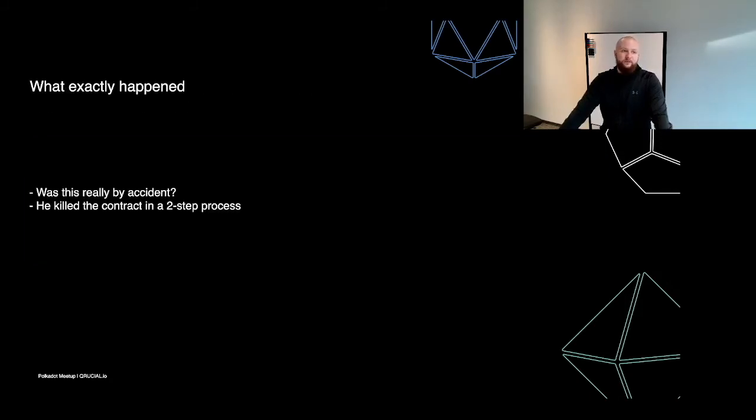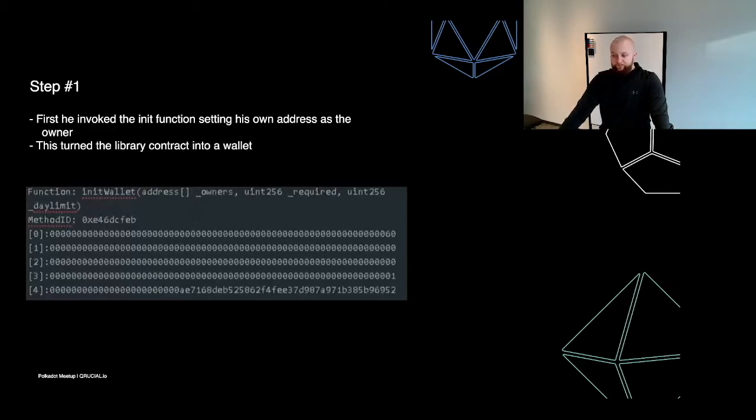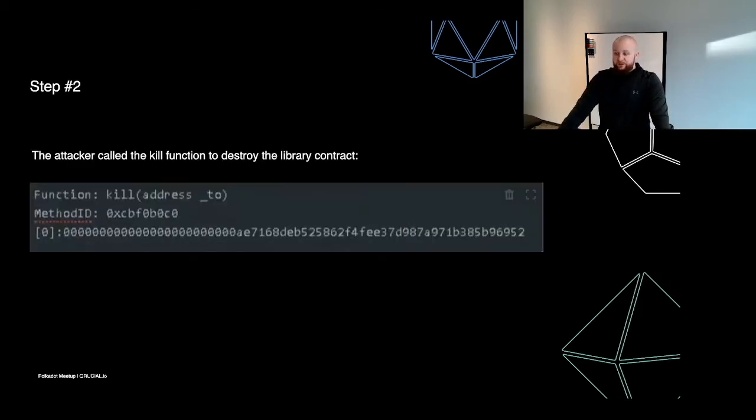And to dissect a little further what exactly happened, and if he's right and that was really an accident, we have to understand how this was done. And if this was an accident or not, you can judge for yourself. I'm gonna run you through how this was done now. So step one, he first invoked the init function, setting his own address as the owner, which is already really sketchy. And this basically turned the library contract into a wallet. And then in step two, the attacker called the kill function to destroy the library contract.